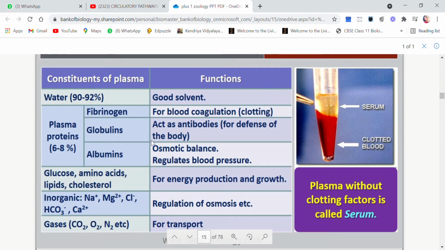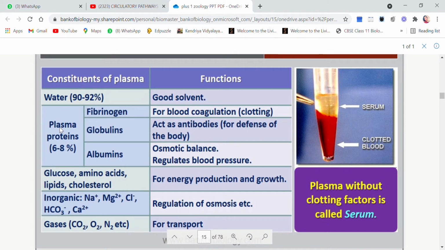So this table gives you all the information about the plasma. What are the constituents of plasma and what are the functions? So we see that plasma is made up of 90 to 92% water. Why? The function it does is that it is a good solvent. Many things dissolve in water, so it is a very good solvent.